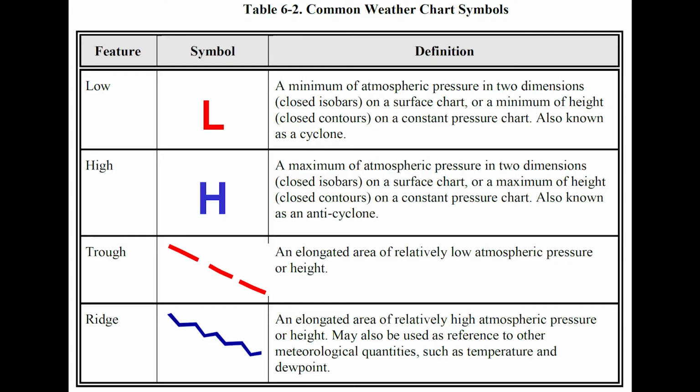Mm-hmm. And here in figure 6-2, they show how lows and highs are typically depicted. They also show a trough and a ridge. So a trough is essentially a low pressure system that's not just a point, but an elongated area of low pressure. And a ridge is the opposite. It's a high that's essentially been stretched out or elongated.